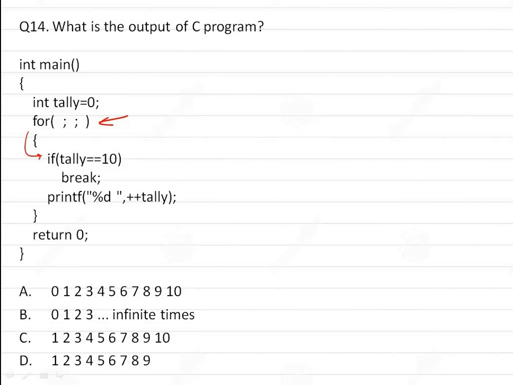This break statement will be executed when the value of tally becomes 10. Initially we start with the value of tally equal to 0. We will enter the loop and check whether 0 is double equal to 10. This is false, so the break statement will not be executed. We will execute this printf statement and plus plus tally. So the value of tally becomes 1, and in the output it will show 1. Once this statement is executed, we go to the for loop again.